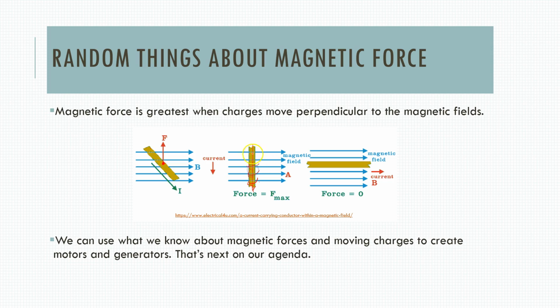They are going to interact the most whenever this wire is perpendicular to the magnetic field. Whenever you put it at an angle, they're kind of interacting, but not as much. And whenever you put it parallel, they're not interacting at all. So whenever you have your current moving parallel to the magnetic field, you actually get zero magnetic force, and you get the maximum force whenever it's perpendicular to it.